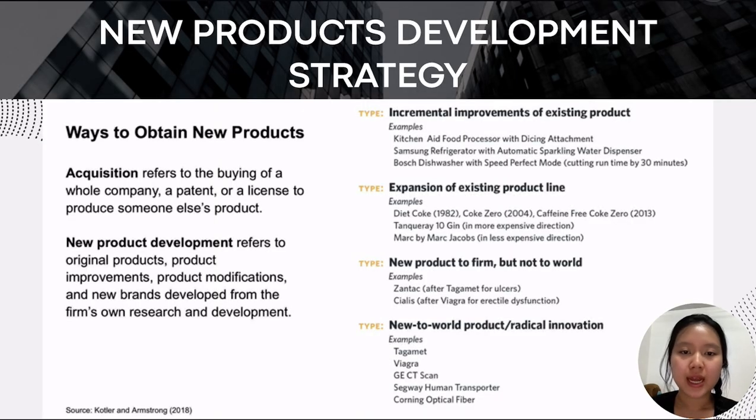The second approach is new product development, which refers to creating original products, improving existing ones, or modifying them through research and development. For instance, Apple doesn't just sell iPhones. Every year, they introduce new features like improved cameras or processors. That's an example of incremental innovation.